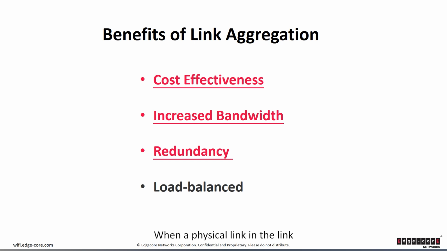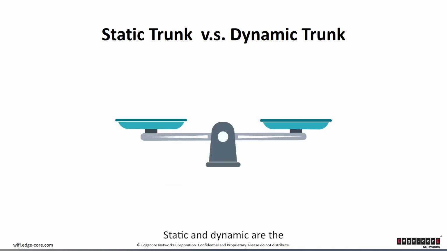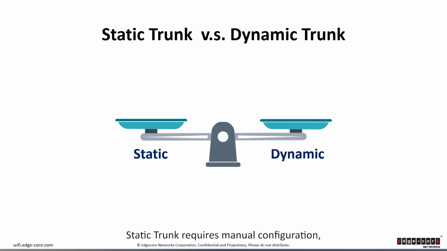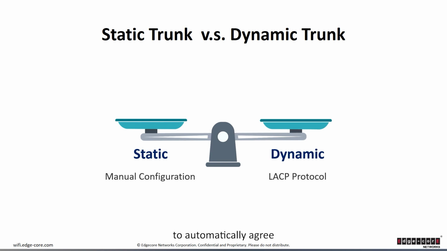Redundancy. When a physical link in the link aggregation group becomes unavailable, traffic is smoothly and instantly shifted to a different physical link in the group. Load balanced. Traffic can be load balanced across the physical links to enhance reliability and availability. Static and dynamic are the main types of link aggregation group. Static trunk requires manual configuration, while dynamic trunk uses LACP to automatically agree on settings with the other device. Based on your network environment and application, choose one to configure your port channel.